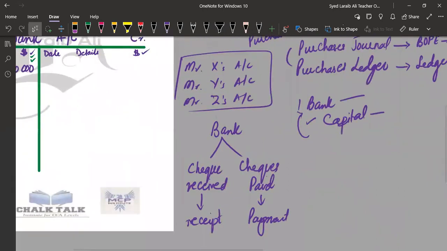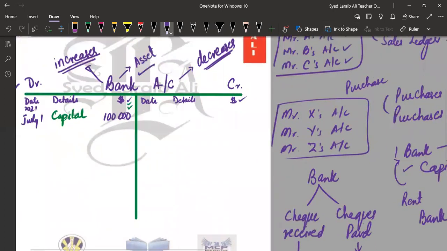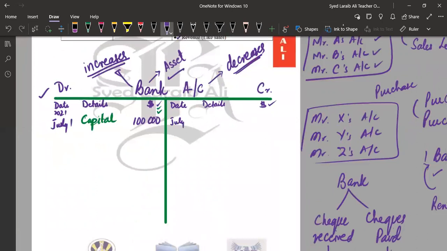Another transaction is, for example, the owner has paid rent of $2,000 through bank. So when the rent is paid, the transaction would be rent is debited and bank has been credited. Now, why has the bank been credited here? Because the bank has decreased. The amount has been paid from the bank. So now the transaction would be here. Let's say this is on July 2, 2021. So the transaction is bank has been credited by 2000.